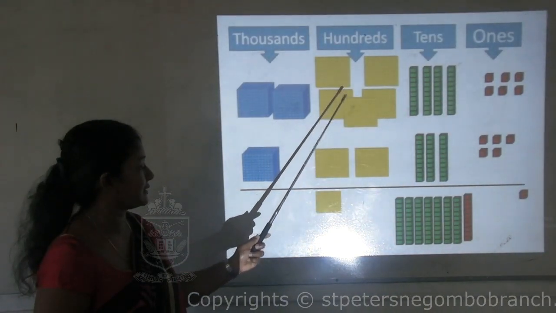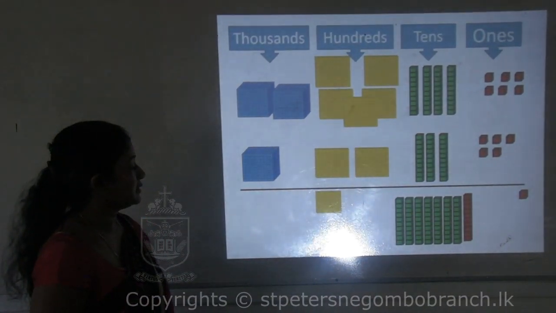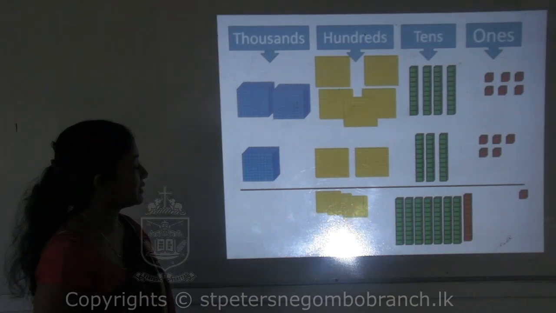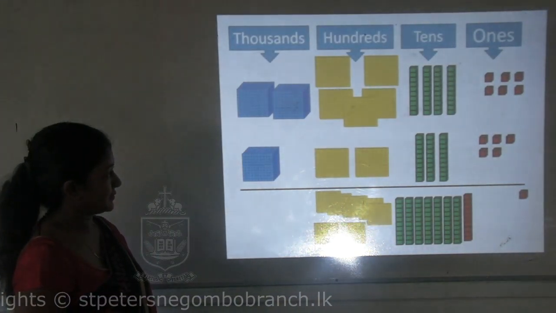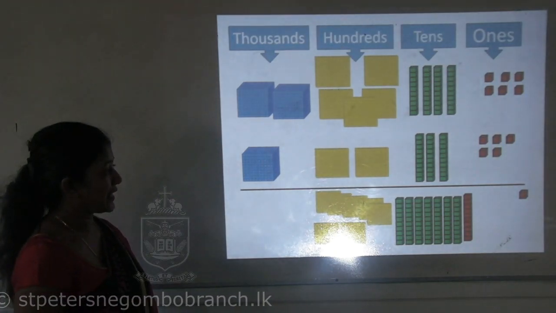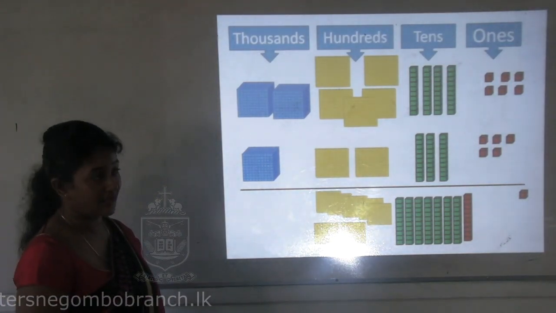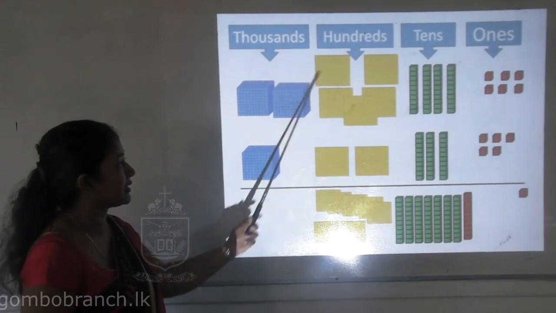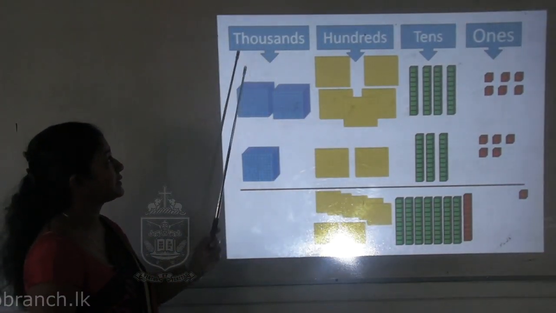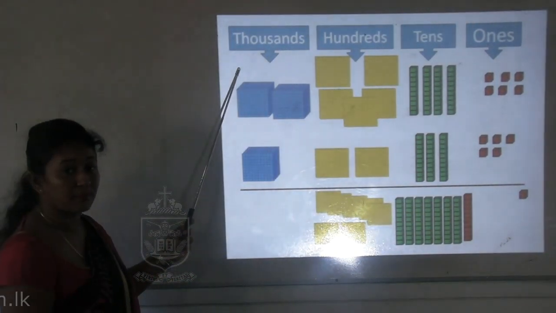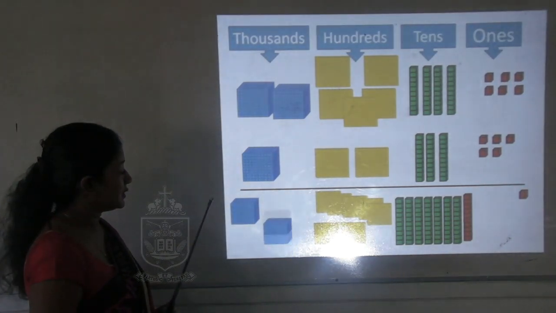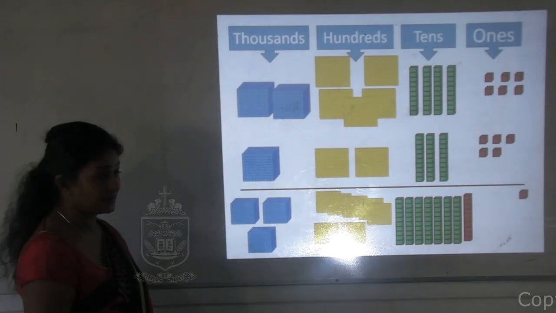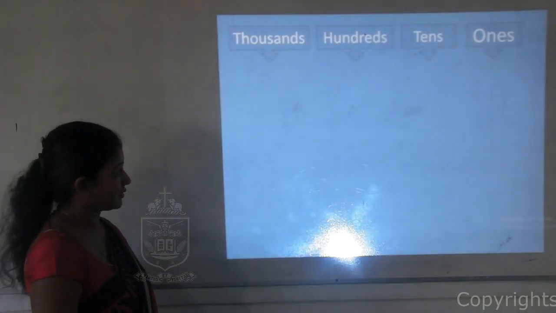Now let's count all the hundreds. How many hundreds are there? 1, 2, 3, 4, 5, 6, 7. There are 7 hundreds. Can you see? I'm just counting all the hundreds. Now let's go to the next column, that is 1000 place. Shall we count how many thousands are there? 1, 2, 3. Yes, there are 3000s.